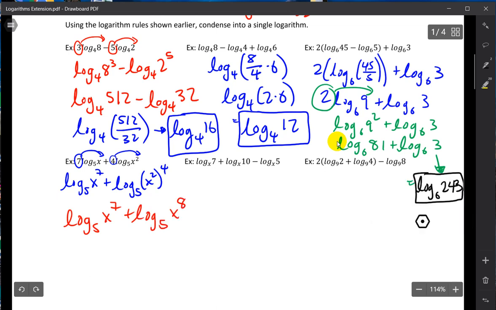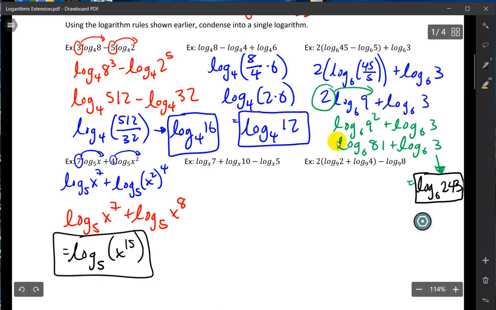Now, as you can see, we have an addition sign here. So that says we're going to multiply this and this. So we have log base 5 of x raised to the 7th times x raised to the 8th. If we simplify that, we add the exponents together, and we have log base 5 of x raised to 15. So that's what that's equal to.